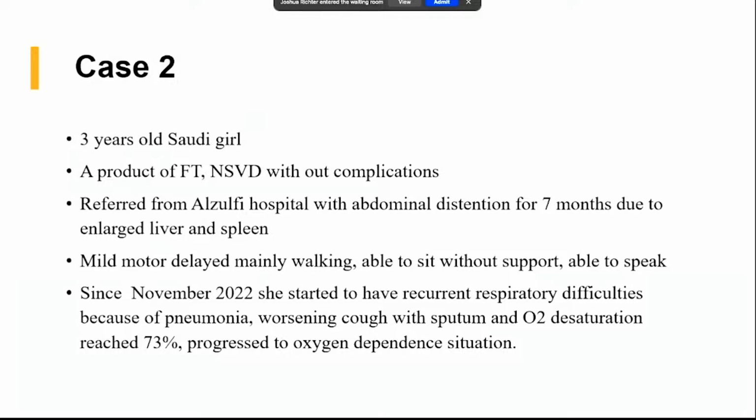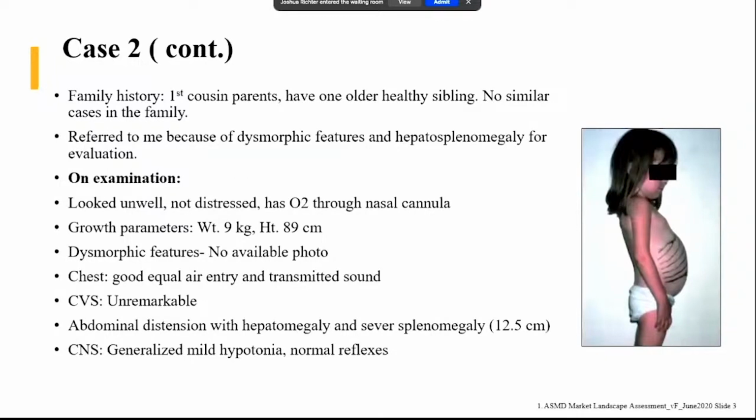And she had mild motor delay, mainly walking, but she was able to sit without support, and she was able to speak. Since November last year, she started to have recurrent respiratory difficulty because of pneumonia, worsening cough and sputum, and oxygen desaturation reached down to 73%, and her pulmonary situation progressed until she became oxygen dependent. Now she is at home with oxygen through nasal cannula.